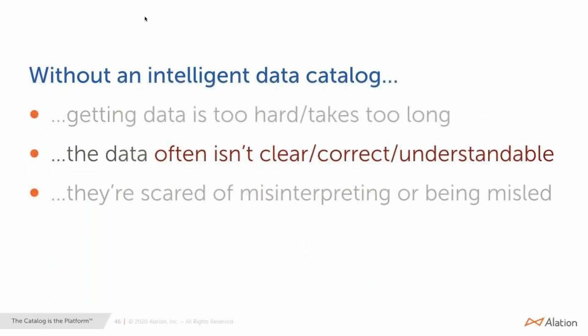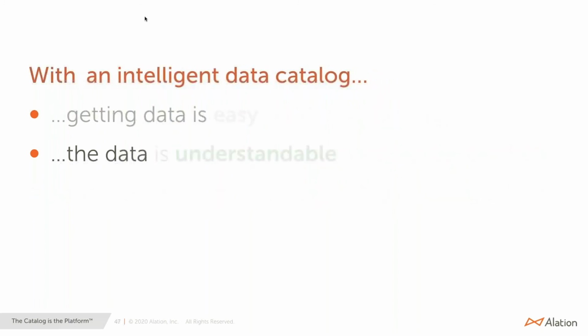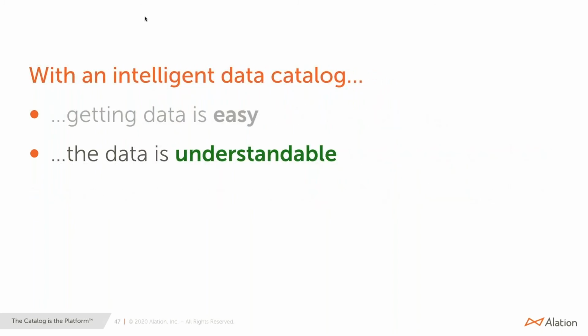So that's an example of how technology can help with data literacy and change the data-free behavior people are engaging in because the data isn't clear, isn't correct, isn't understandable. We can add all that context in an intelligent data catalog to make the data understandable and support data literacy.